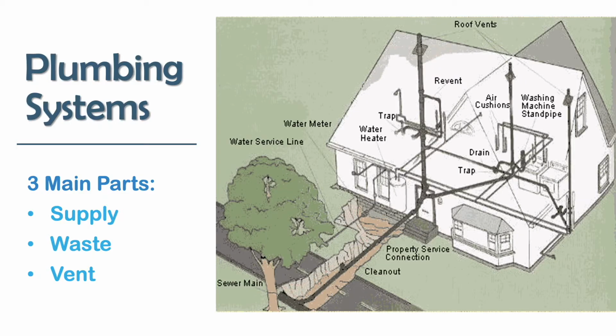Plumbing systems have three main parts: the supply, waste, and venting. The supply is the water that's coming into the building, the house, and its distribution throughout. Waste is water exiting a plumbing fixture or appliance, and venting is the vertical piping which allows the escape of gases up through the roof.